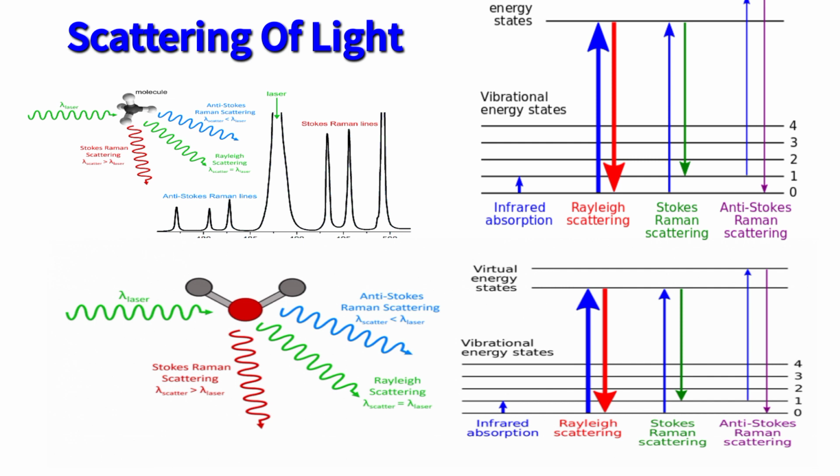Now, the second one is the inelastic collision. In inelastic collision there is a change, an exchange of energy. That is, when radiation is incident on the molecule, some of the energy of the radiation is absorbed by the molecule, and the molecule will emit energy less than the incident energy. This type of effect is known as the Compton effect.